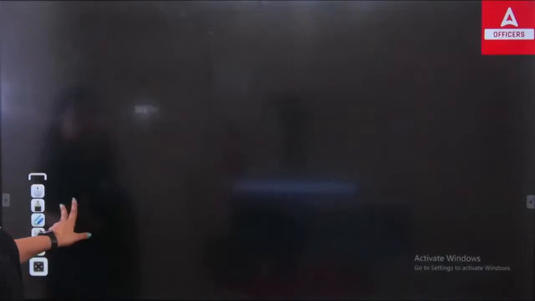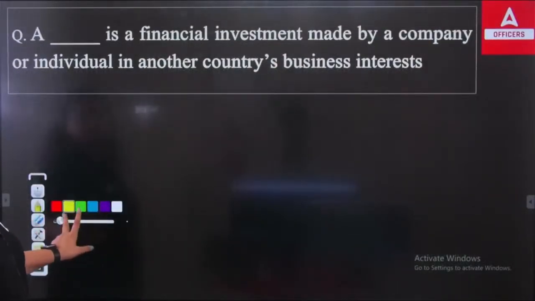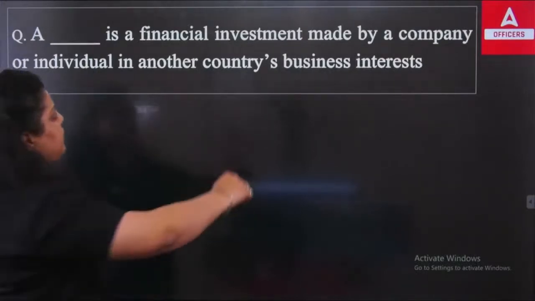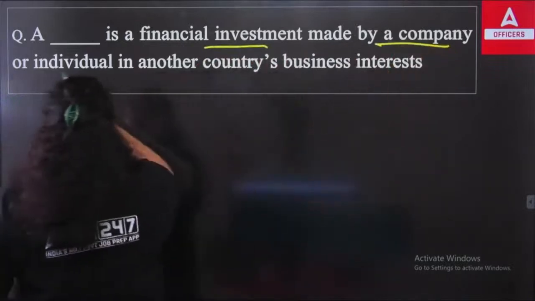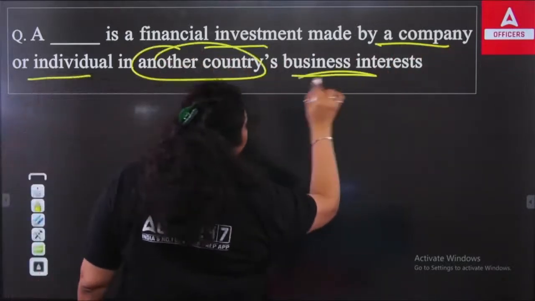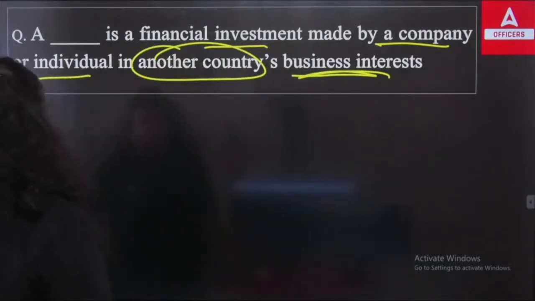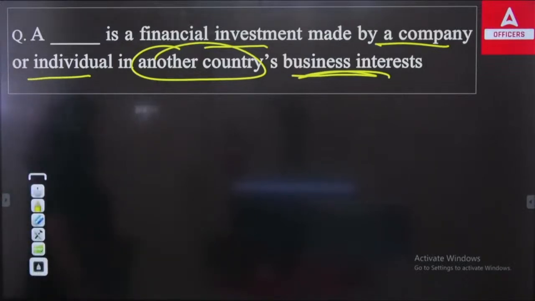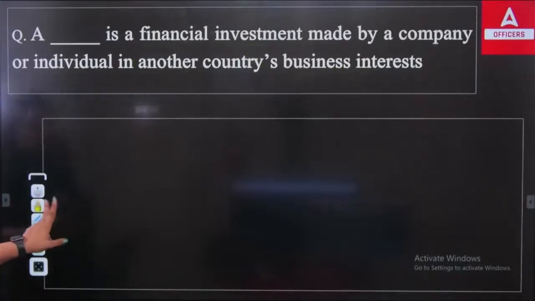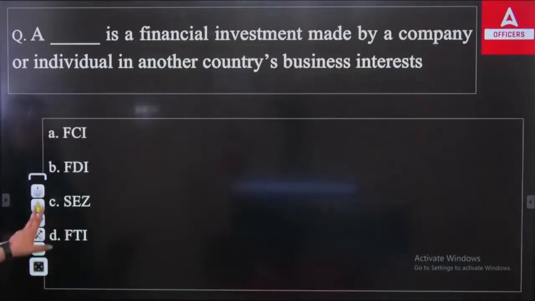So let's start this session with the first question. A dash is a financial investment made by a company or individual in another country's business or interest. Clear? So when one individual or a company from another country invests in the business interest of another country, this is known as what? FCI, FDI, SEZ, or FTI? A, B, C, or D? Which of the following is correct?